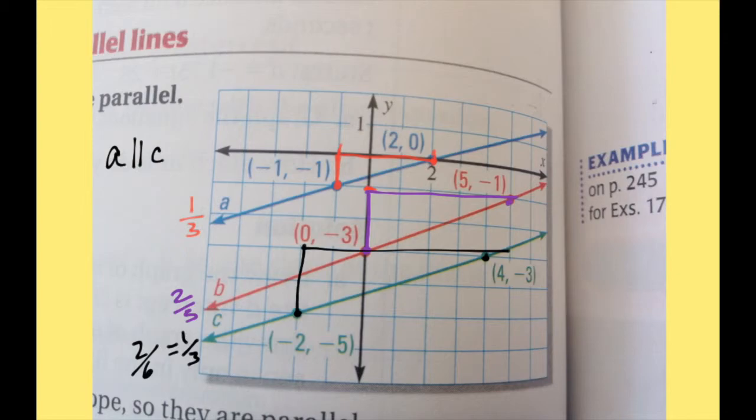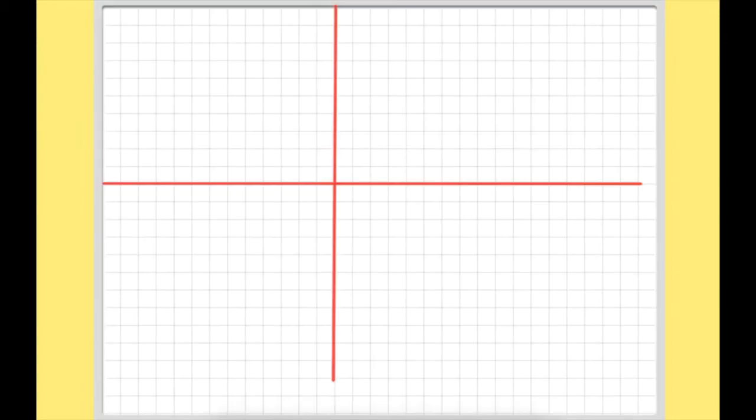Now, I want you to take 2 equations and determine if their lines are parallel by finding their slopes. One of them will be in slope-intercept form, and the other one is going to be in standard form. So take a second, figure out what their slopes are, and determine if they're parallel, and then unpause the video and check to see if you're right.